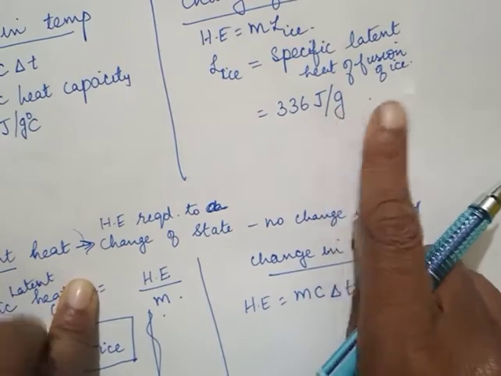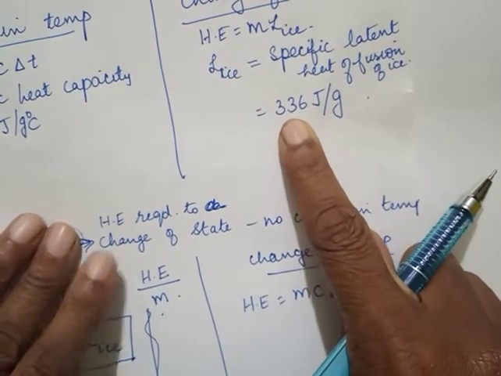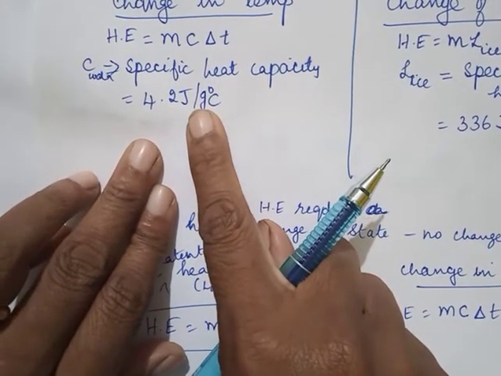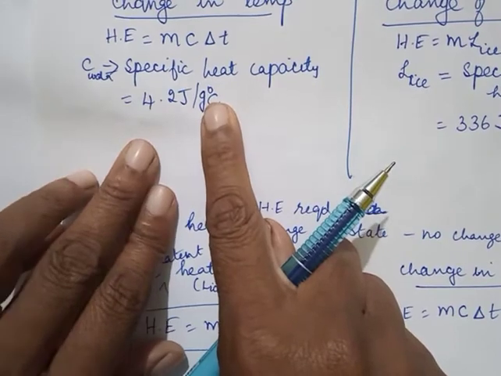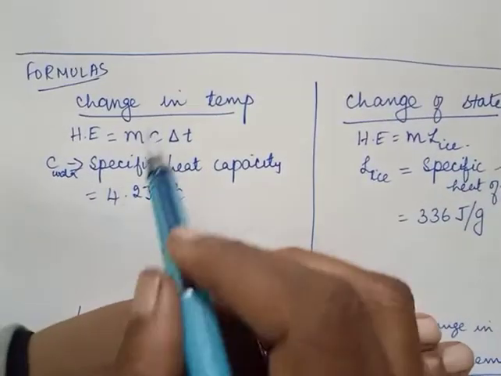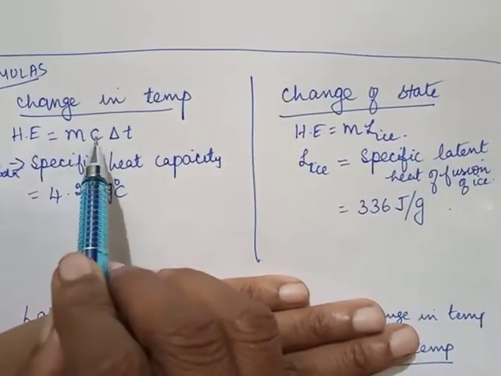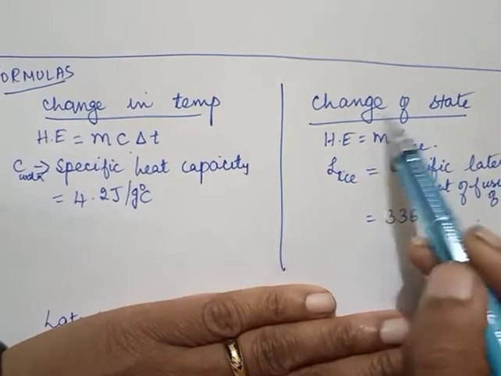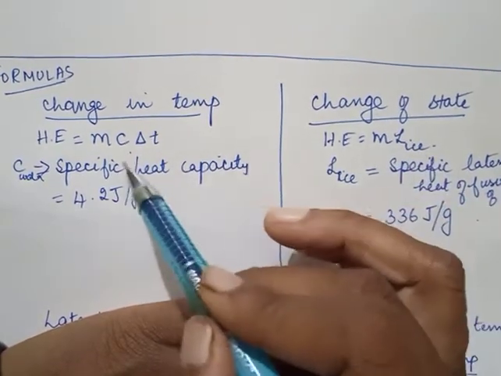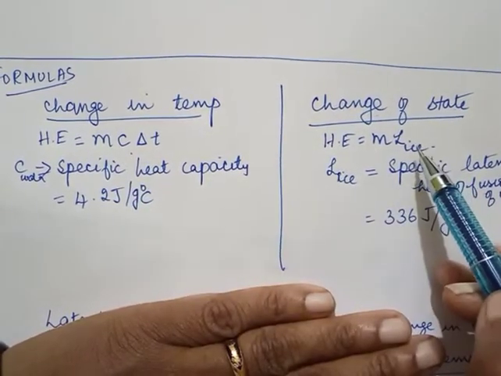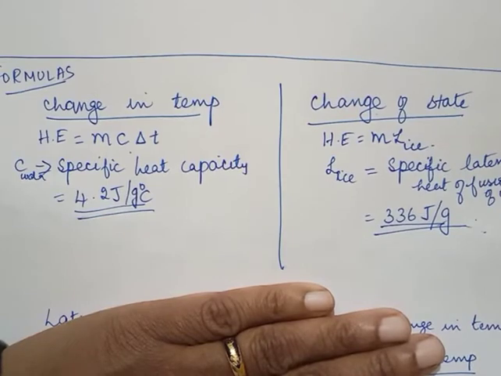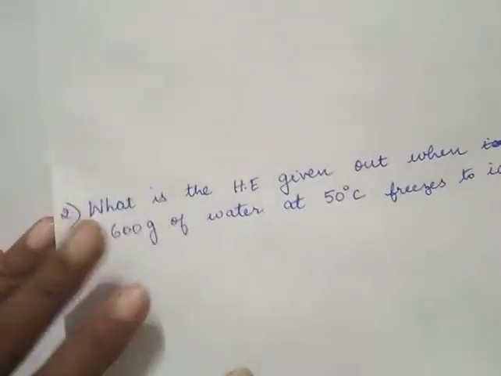Specific latent heat of fusion of ice is 336 joule per gram. It means to melt 1 gram of ice, you need 336 joules of heat energy. And to raise the temperature of 1 gram of water through 1 degree Celsius, you need to give 4.2 joules of heat energy. So these are the two formulas that we'll be using. Change in temperature means mc del T. Change of state means m into L of ice. You will usually be using ice melting to water or water freezing to ice, so these two values you're supposed to remember. Is it clear?